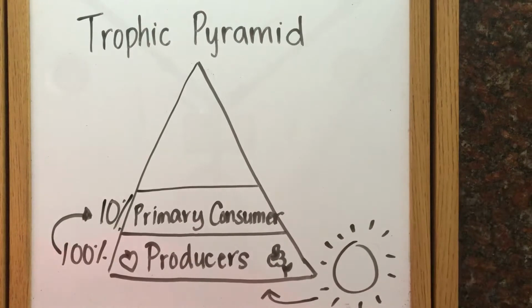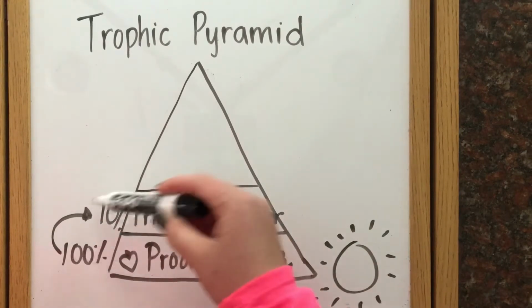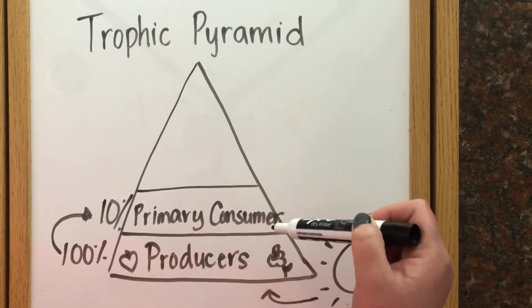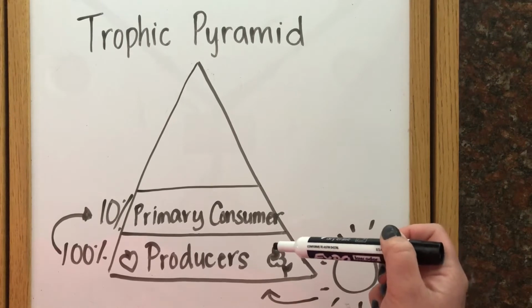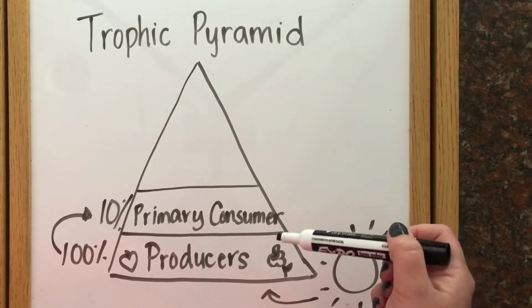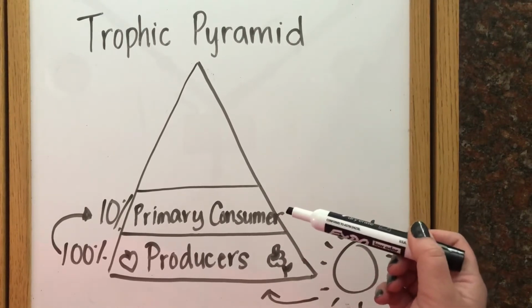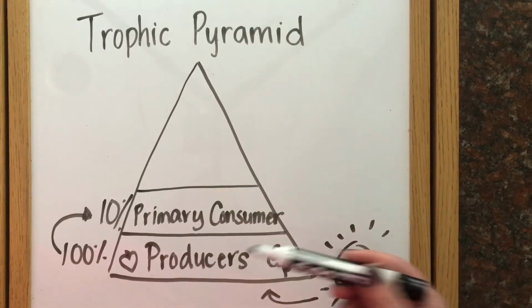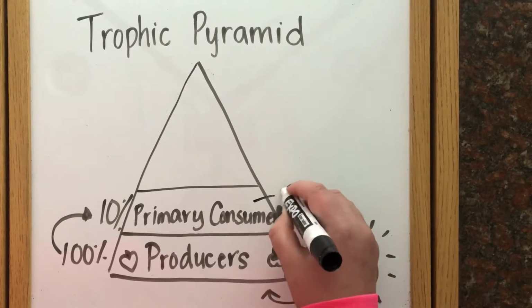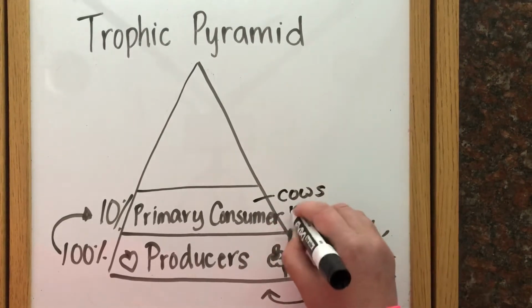This is our 10% rule. They only get 10% of that energy from the sun. So a lot of primary consumers have to eat a lot of producers. Any grazing animal, like a horse or a cow, eats a lot of producers every day because they only get 10% from each one from the sun, and they need a lot of energy to live. So again, cows are a good example, and horses.